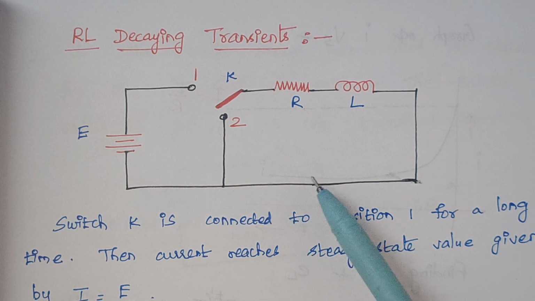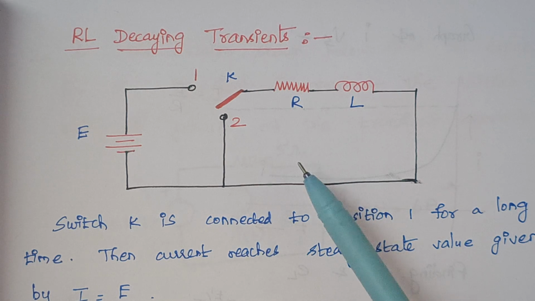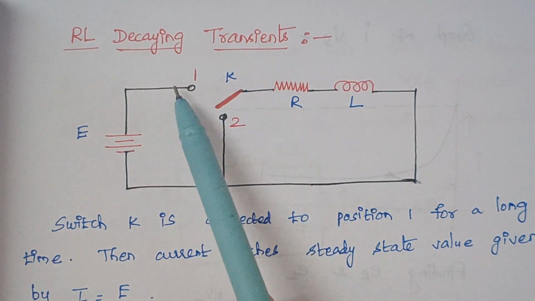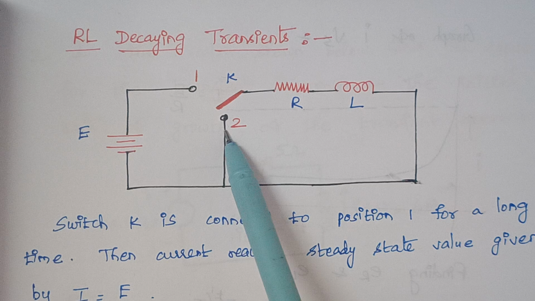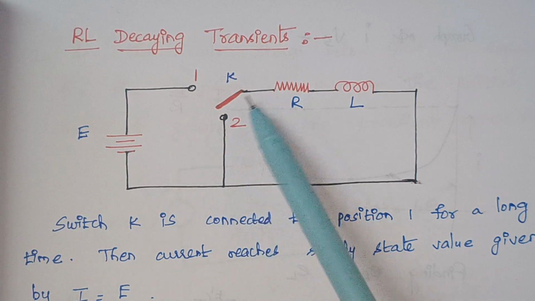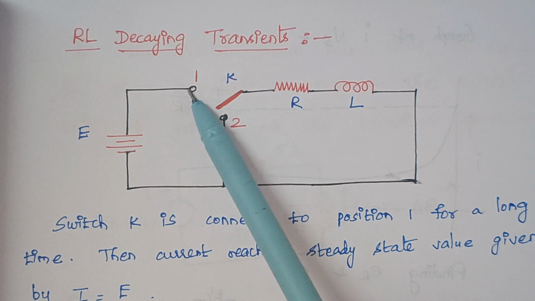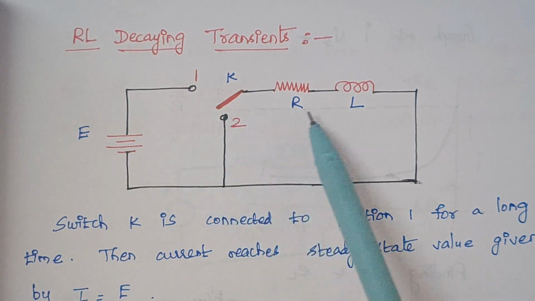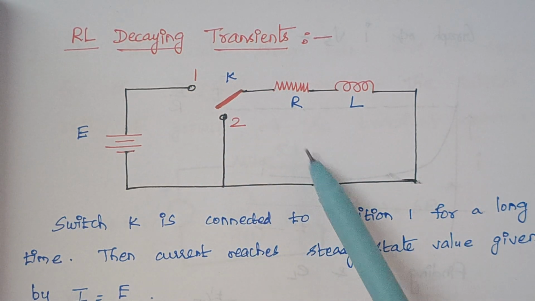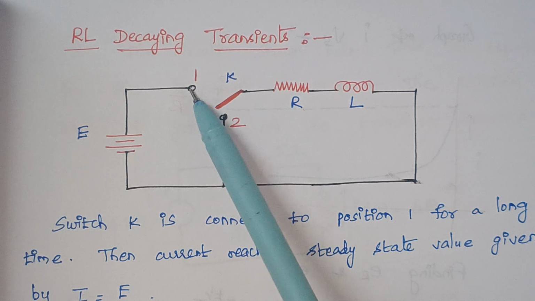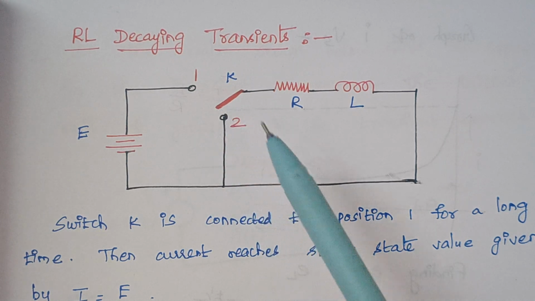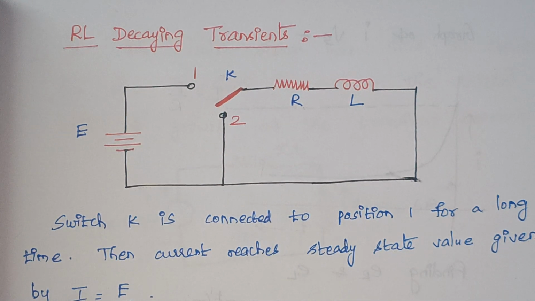So again, this is the basic circuit diagram, and this circuit has two positions. One is position 1 and another one is position 2. Initially the switch K is connected to position 1. Therefore a current I flows through this circuit. When the switch is held in position 1 for a long time, the current reaches its steady state value.